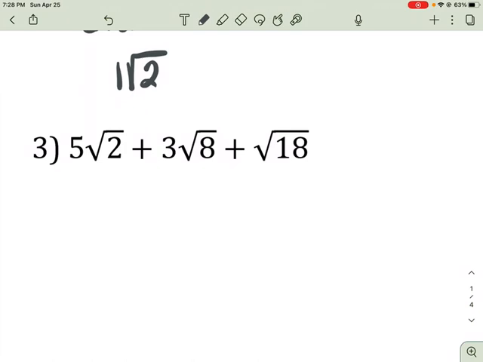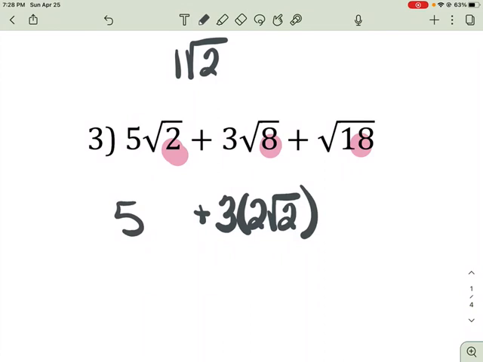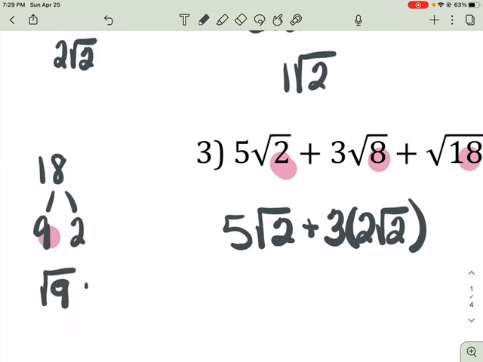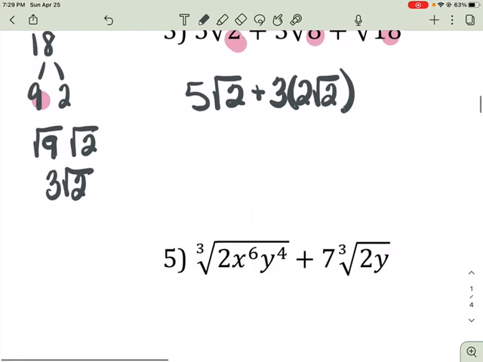All right, let's try this one. Again, all of our radicals are square roots, but I have a 2, I have an 8, and I have an 18. Well, we already did 8. We know 8 is 2 square roots of 2. Now we've created a square root of 2. Let's take 18. Well, we know 18 is 9 times 2, and 9 is our perfect square. So square root of 9 times square root of 2, or 3 square roots of 2. Again, notice I did some work on the side.